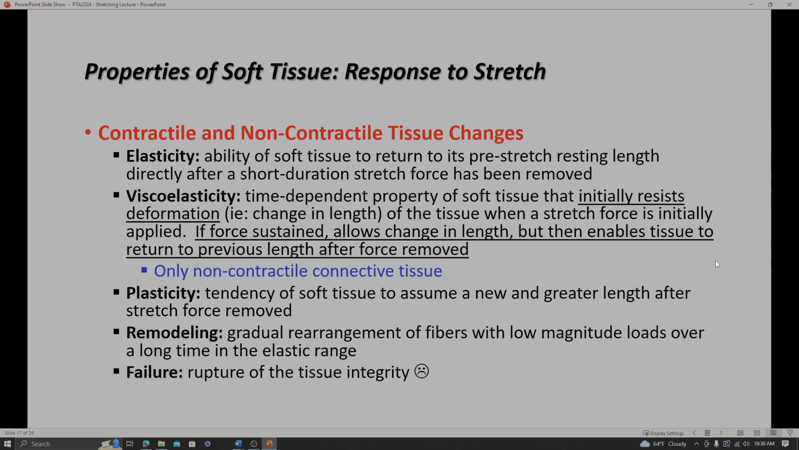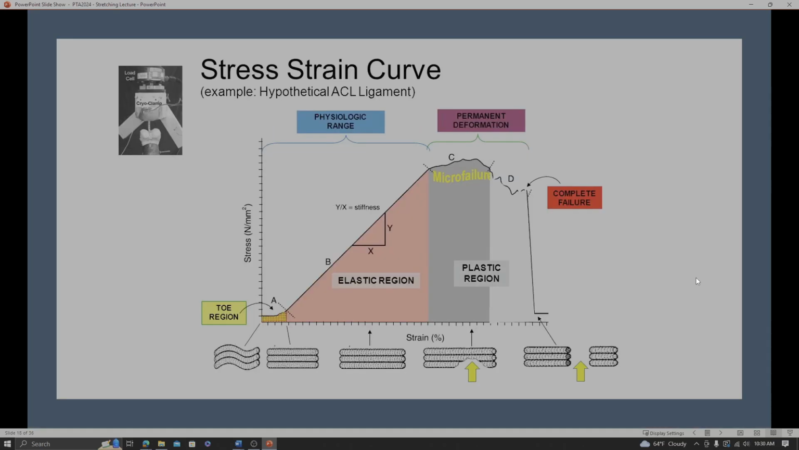And failure is something you never want to do, which is rupture of the tissue integrity. That's bad for business. So here's a great chart that you should commit to memory and probably hold in your little clinical toolkit.